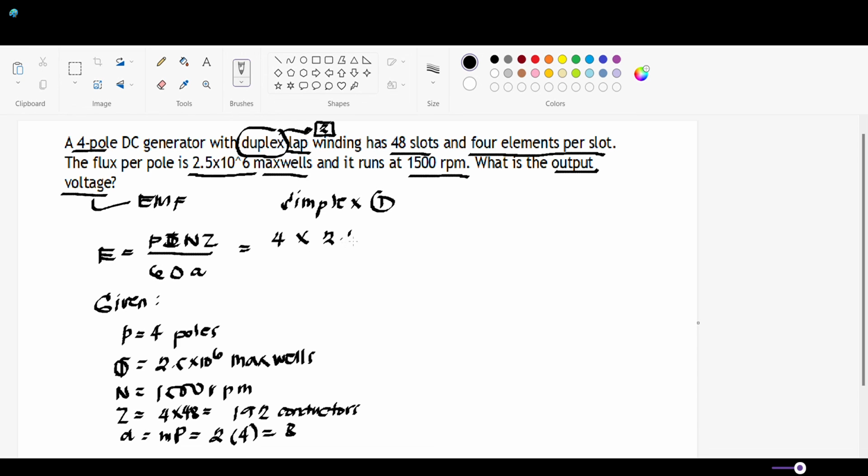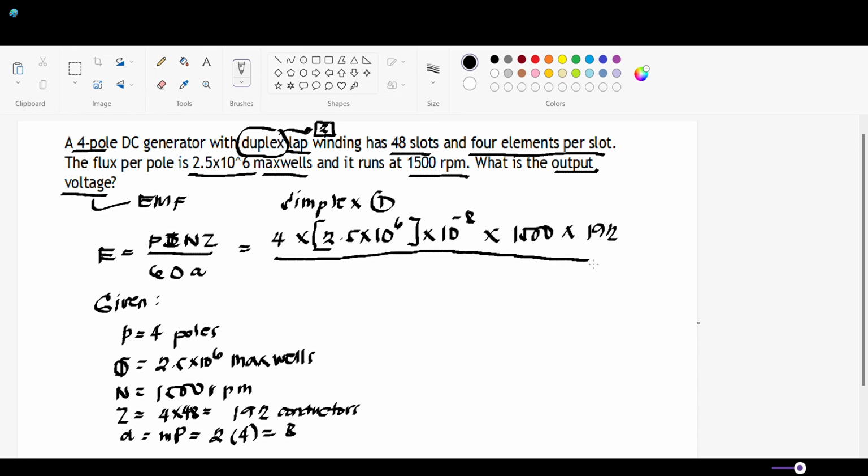So to solve this problem, we have 4 times 2.5 times 10 raised to 6, multiplied by 10 raised to negative 8 to make it Weber, times 1500 revolution per minute times 192 conductors divided by 60 times 8, and the answer is 60 volts. So this is the final answer.